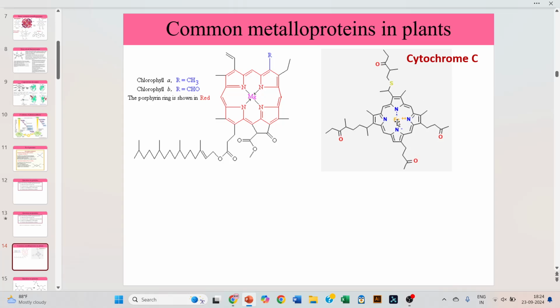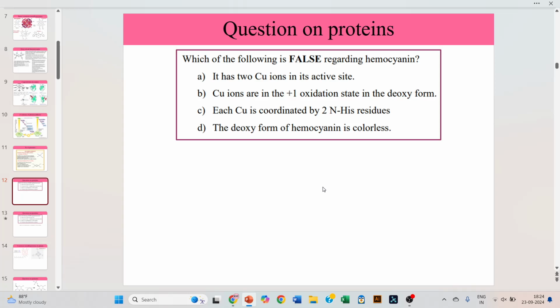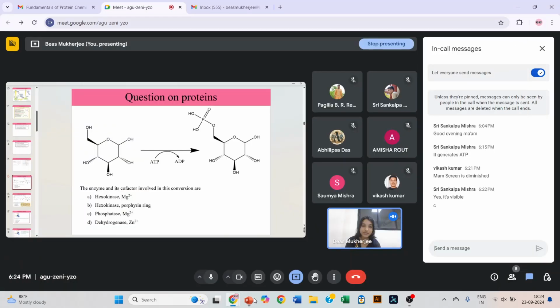Now what about cytochrome c? Cytochrome c requires Fe2+ for its function. If you remember, this is also useful in photosynthesis. So cytochrome c comes over here. The cytochrome bc complex is there. It is also made up of an iron-sulfur protein, and later on, in the electron transport chain, cytochrome c is needed.